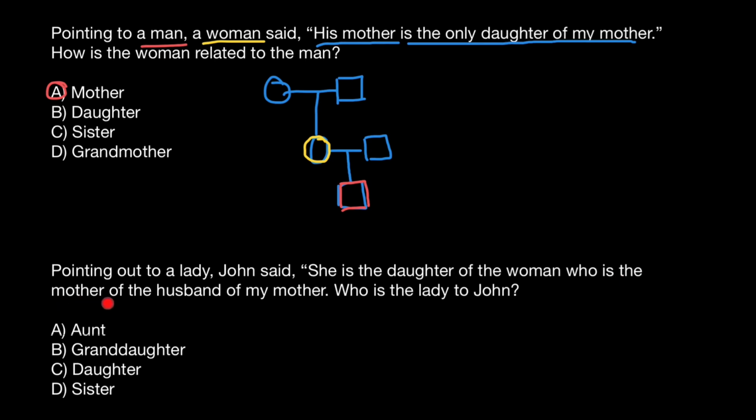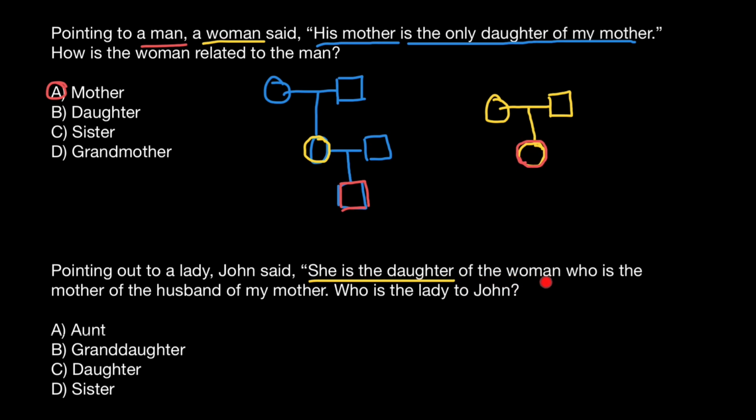And second question. Pointing to a lady, John said, "She is the daughter of the woman who is the mother of the husband of my mother." Who is the lady to John? Again, let's start with the first part of the sentence. She is a daughter, so we are talking about a female. She is a daughter, which means we also have to include her parents here, mother and father. Let's also change colors because we are specifically talking about this woman.